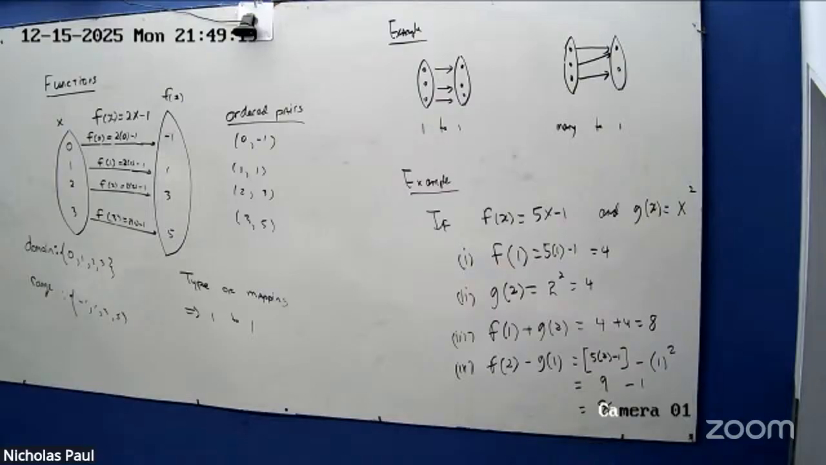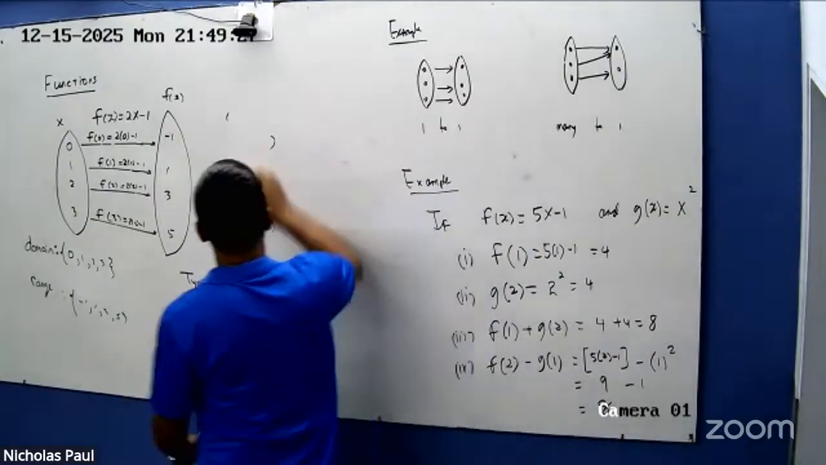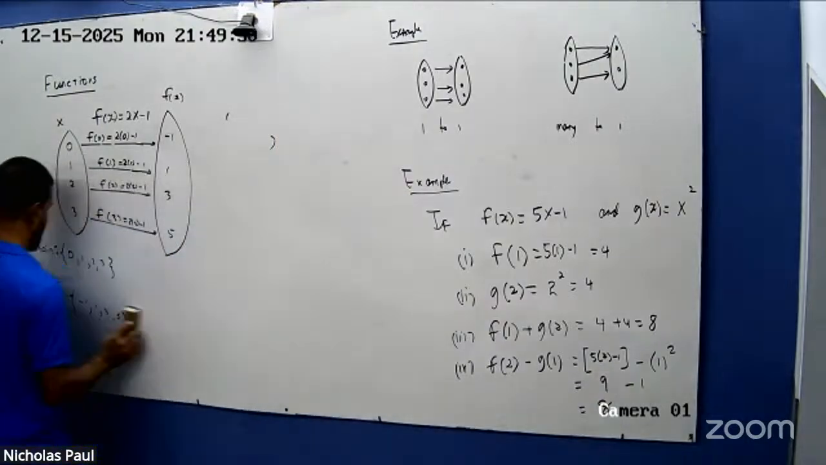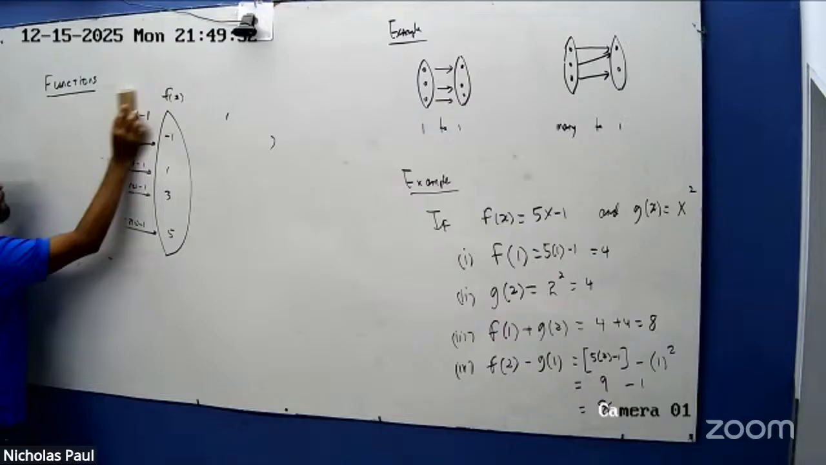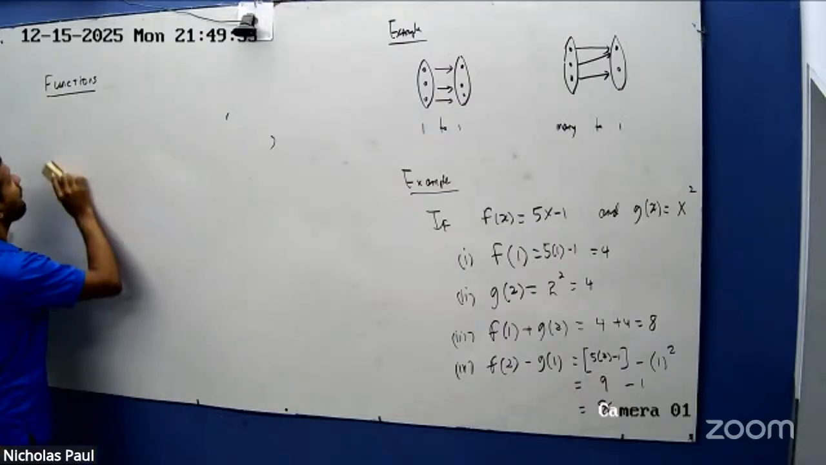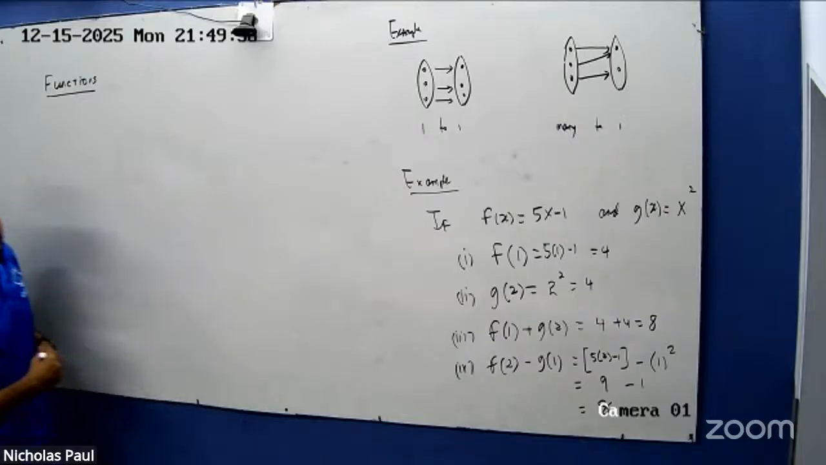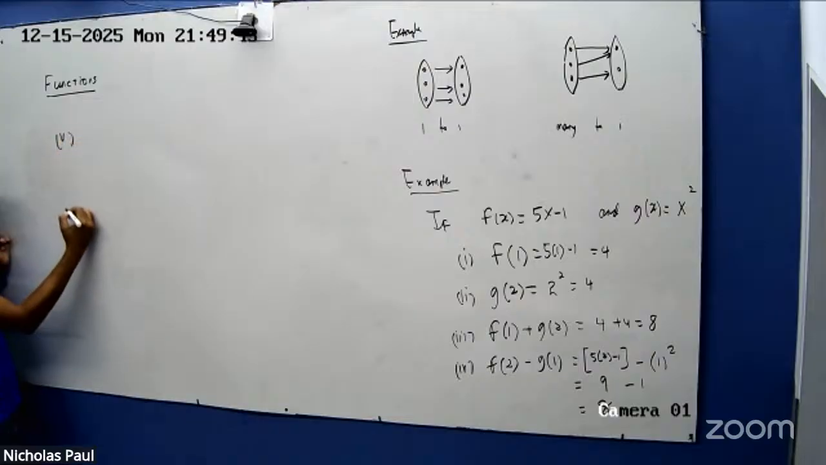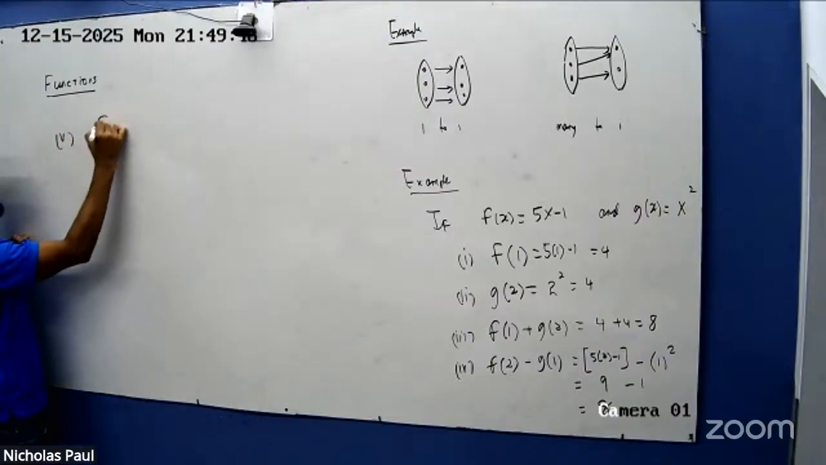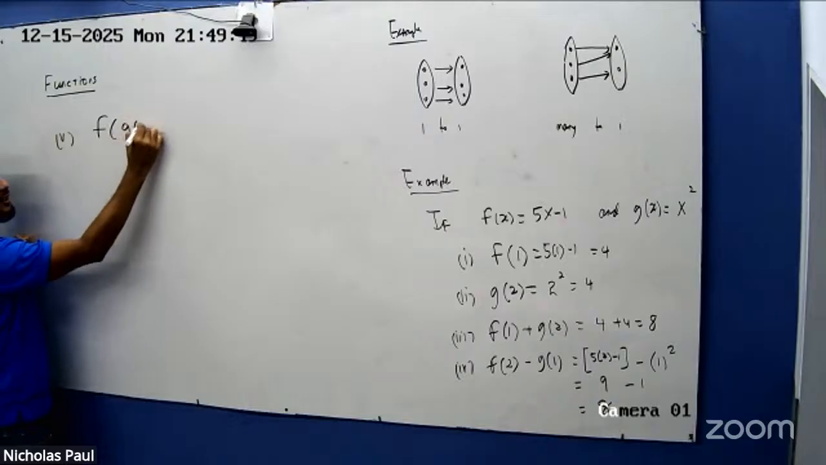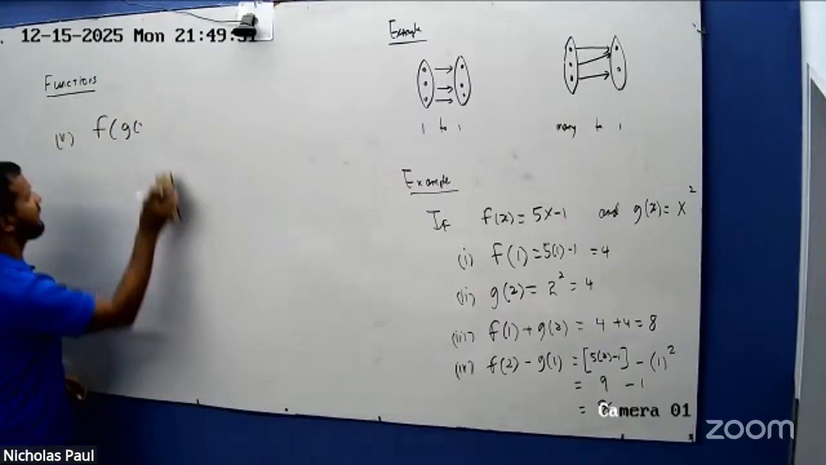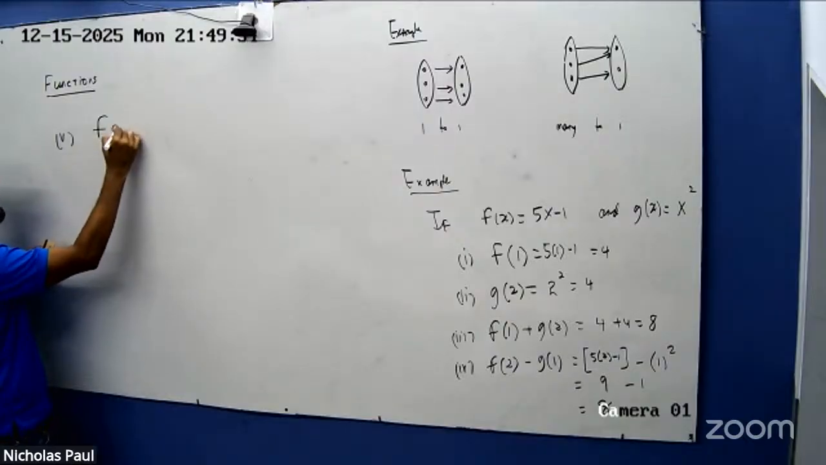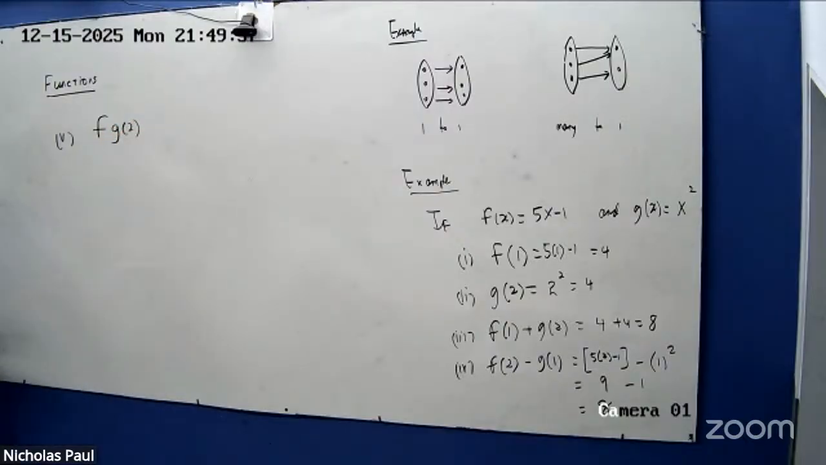Nice. I want to combine them now. Tell me how you think we're going to work out something like this. What does this mean actually? Let's go with the first one: f of g, I'm going to give it brackets. This is how it will look. What do you think that means? f of g of 2.